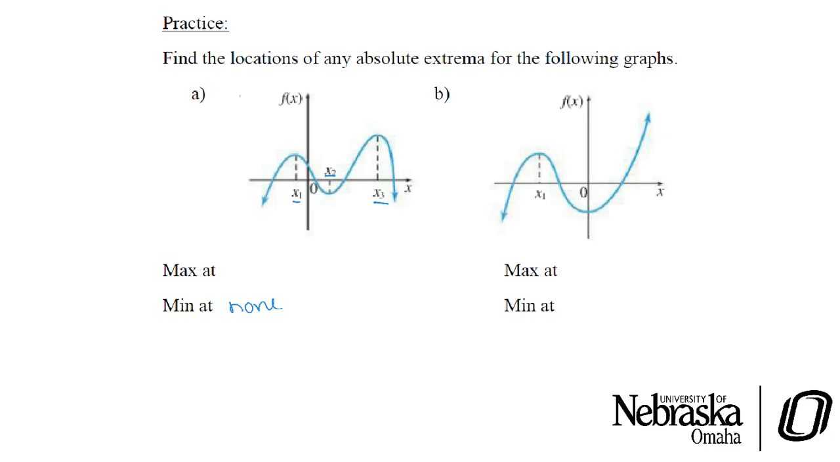However, the tallest value you can see is at x equals x sub 3. So that's the highest point. That would be the absolute max, the absolute extrema. In part B, you can see we have neither. The graph is going up to positive infinity and down to negative infinity, so there is no absolute extrema.